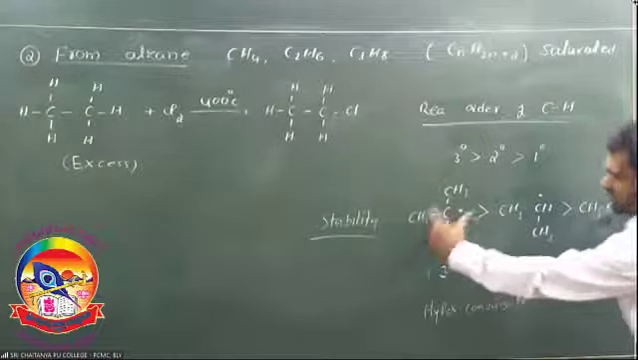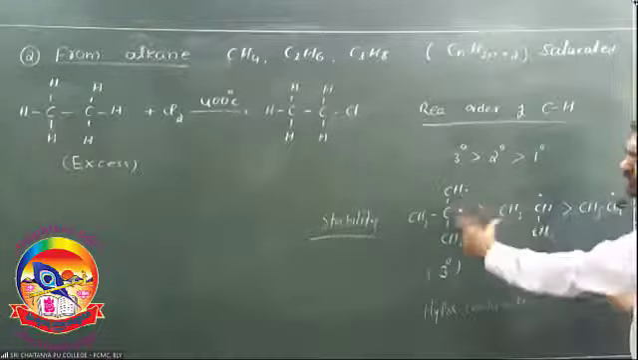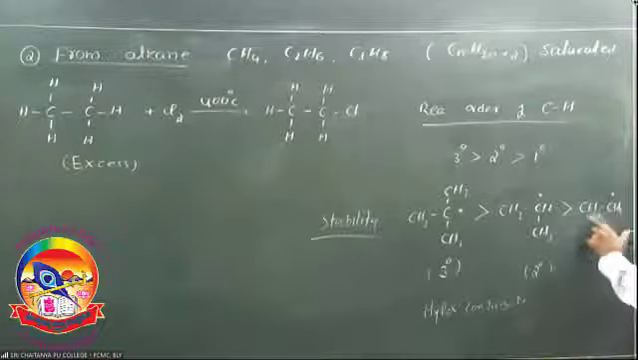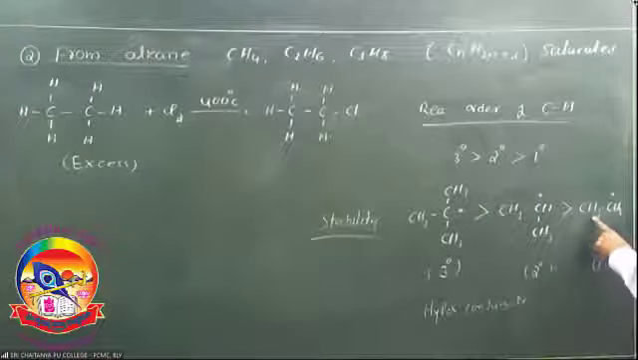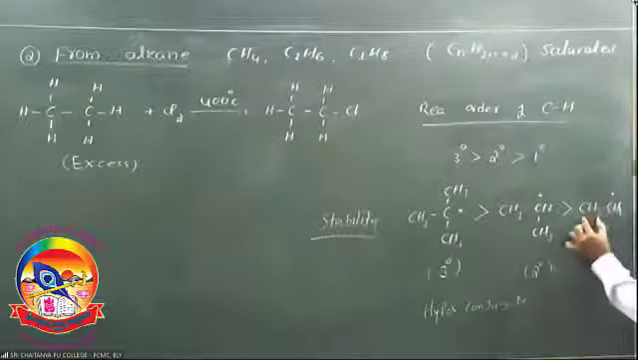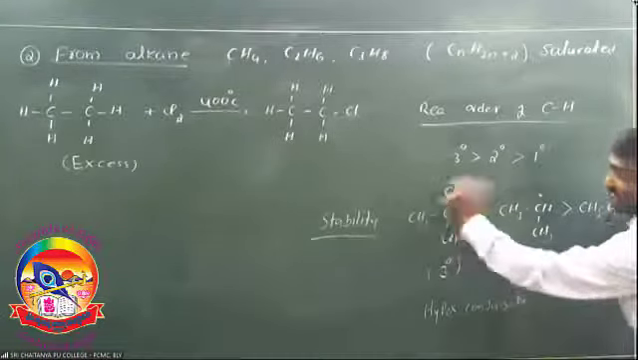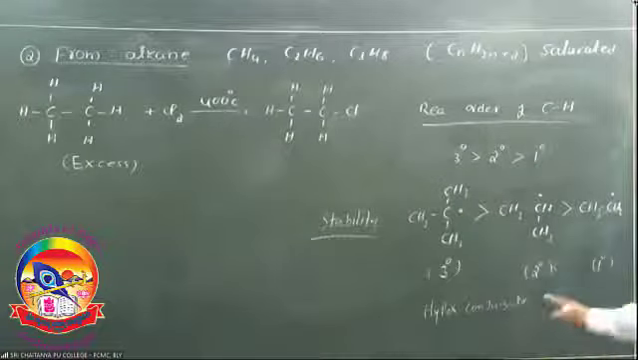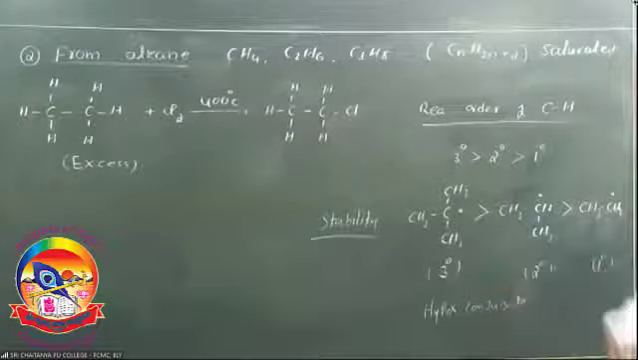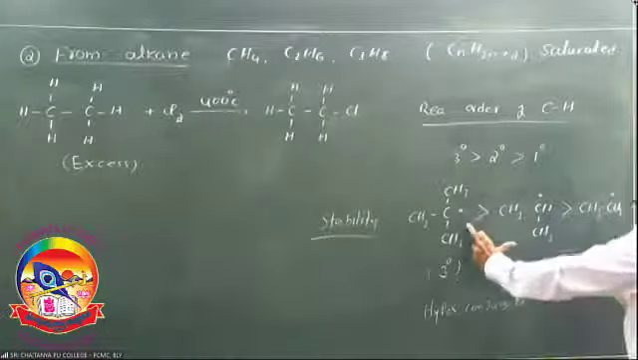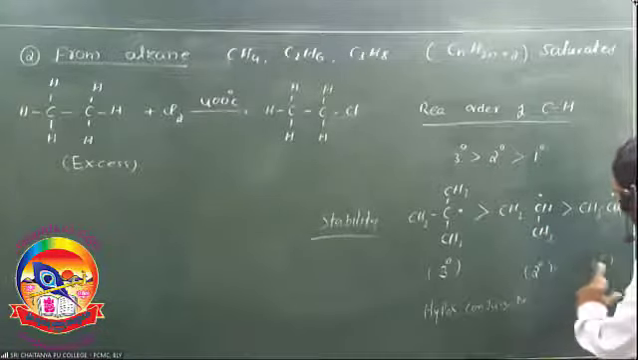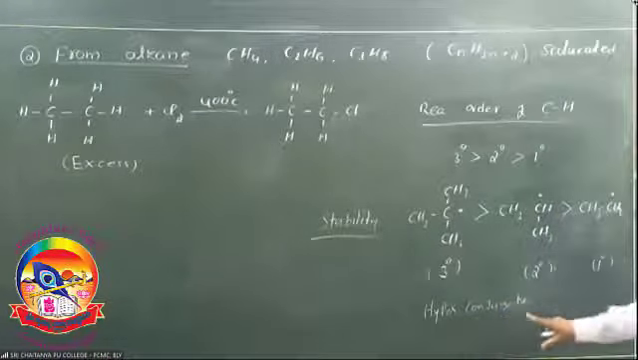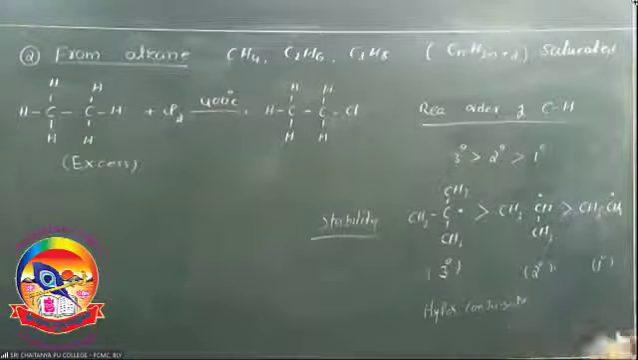3 plus 3 plus 3, 9. Here 3 plus 3, 6. Here only 3 hydrogens are involved in hyperconjugation. Here 3, here 6, here 9. So as the number of hyperconjugated structures increases, stability also increases. So tertiary free radical is more stable than secondary, than primary. Stability is explained by hyperconjugation.